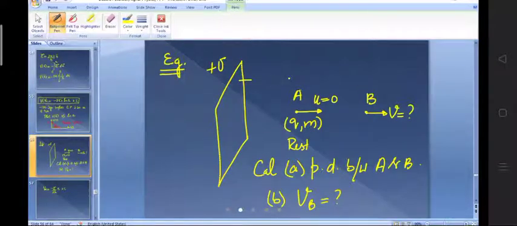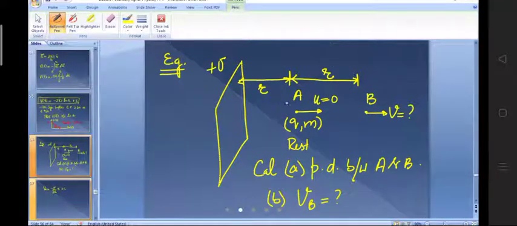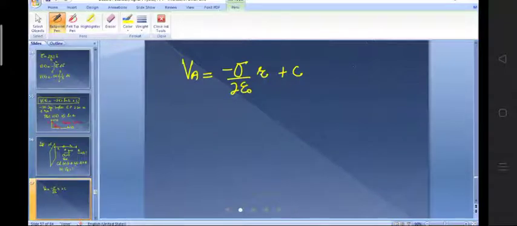The distance from here to here is equal to R. From here to here, the distance is equal to R. And then again from A to B, that's also equal to R. So that means the separation of the point A from the sheet is equal to R, and the separation of the point B from the sheet is R plus R, which is equal to twice R. Fine? Okay, so the potential of the point A will obviously be equal to this because the distances are known.